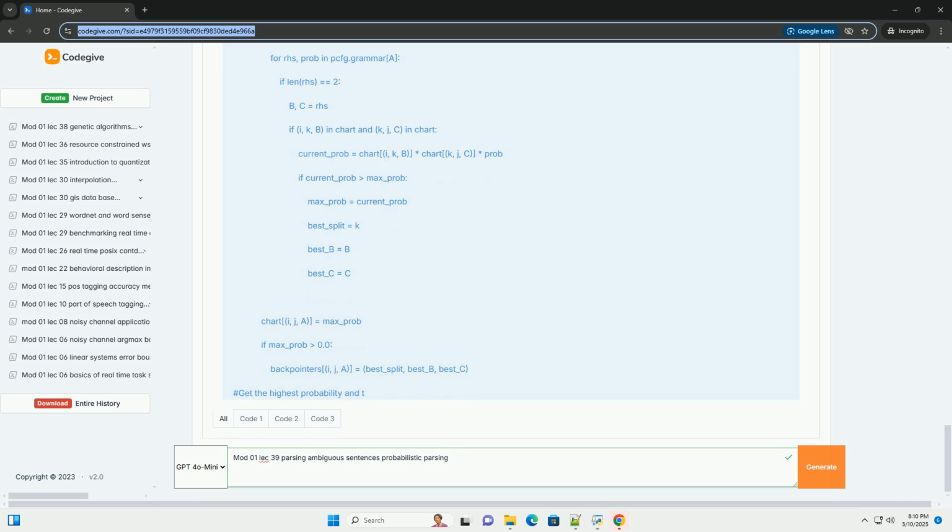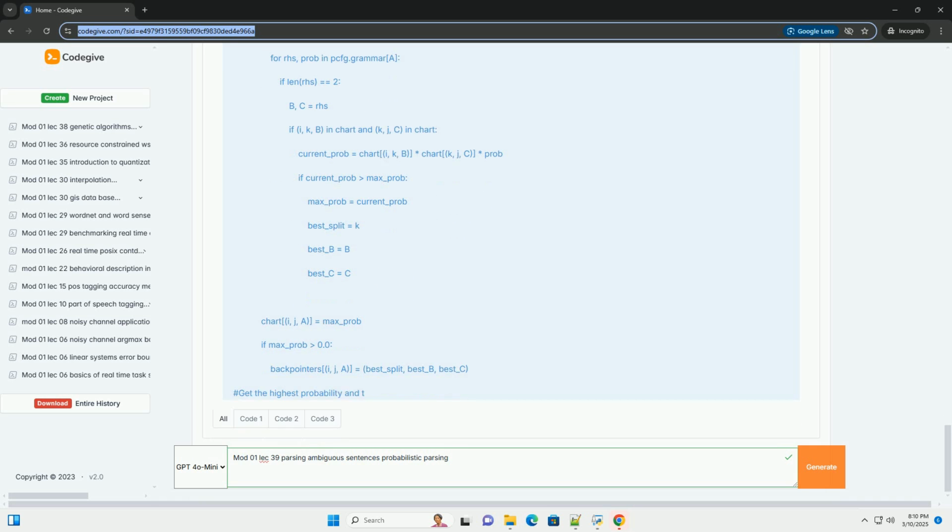Probability calculation calculates the probability of the rule being applied and updates the chart and backpointers if a higher probability is found. Parse tree reconstruction: after the chart is filled, the function checks if the start symbol S is in the top right cell of the chart. If it is, it reconstructs the parse tree using the build_tree function. 3. build_tree function: recursive reconstruction recursively traverses the backpointers to reconstruct the parse tree. Terminal case: if a backpointer is None, it means we have reached a terminal symbol, a word.